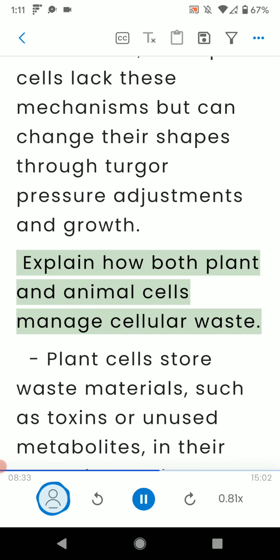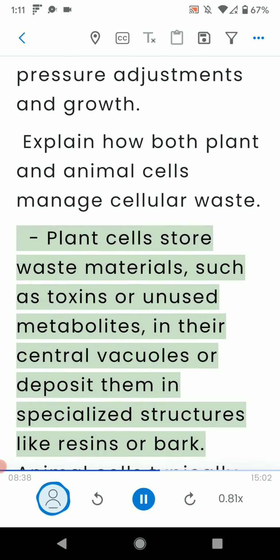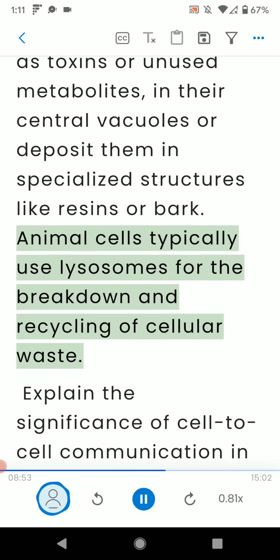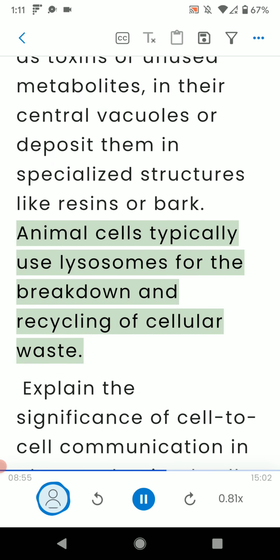Explain how both plant and animal cells manage cellular waste. Plant cells store waste materials, such as toxins or unused metabolites, in their central vacuoles or deposit them in specialized structures like resins or bark. Animal cells typically use lysosomes for the breakdown and recycling of cellular waste.